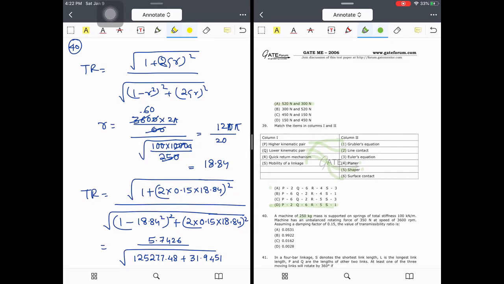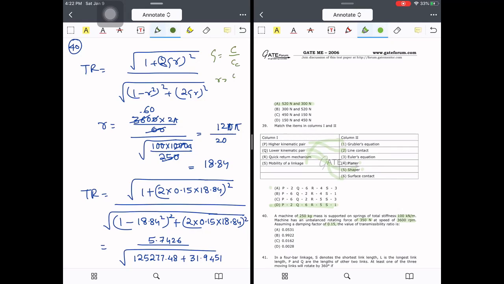Now coming to question number 40, it's the same question that has been asked previously. It is something related to the transmissibility ratio. A machine of 250 kg mass is supported on a spring of total stiffness 100 kilonewton per meter. The machine has an unbalanced rotating force of 350 Newton at a speed of 360 RPM. Assuming the damping factor to be 0.15, the value of the transmissibility ratio is.